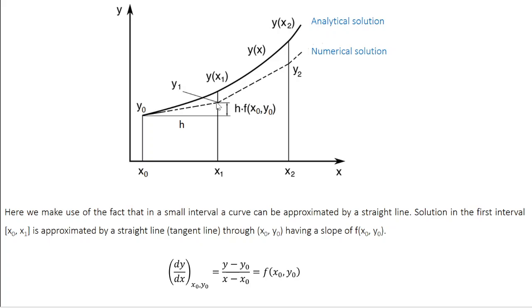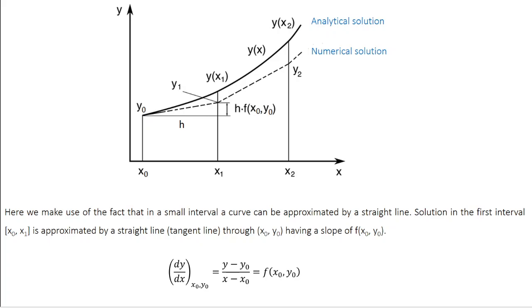And this point is y1. Up to this point this is y naught. That's why I write y1 equal to y naught plus h into f of x naught, y naught. So this is the idea behind Euler's method. In each subinterval you approximate the curve using a straight line or a tangent line. Using the slope at this point, you found the solution at this point.